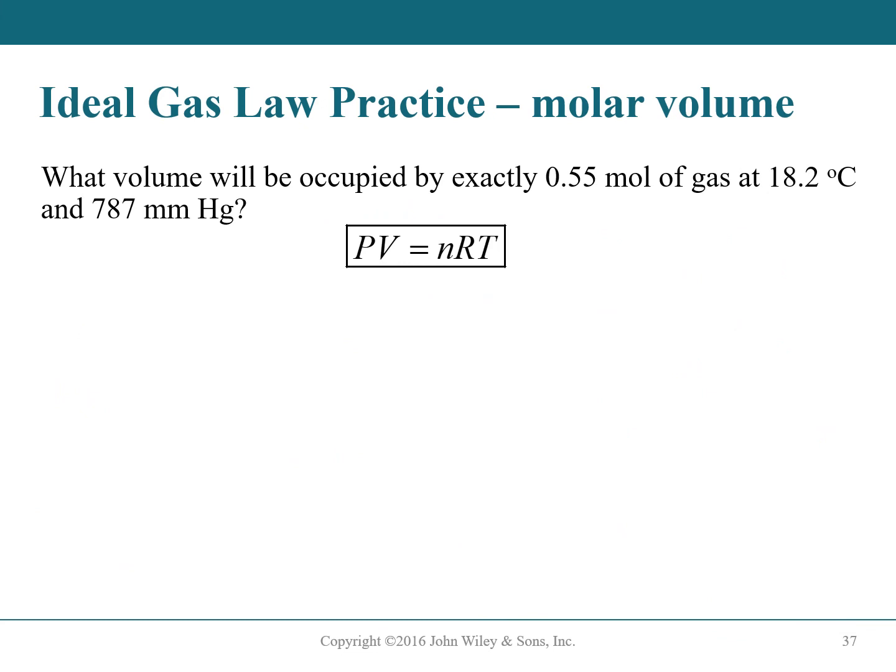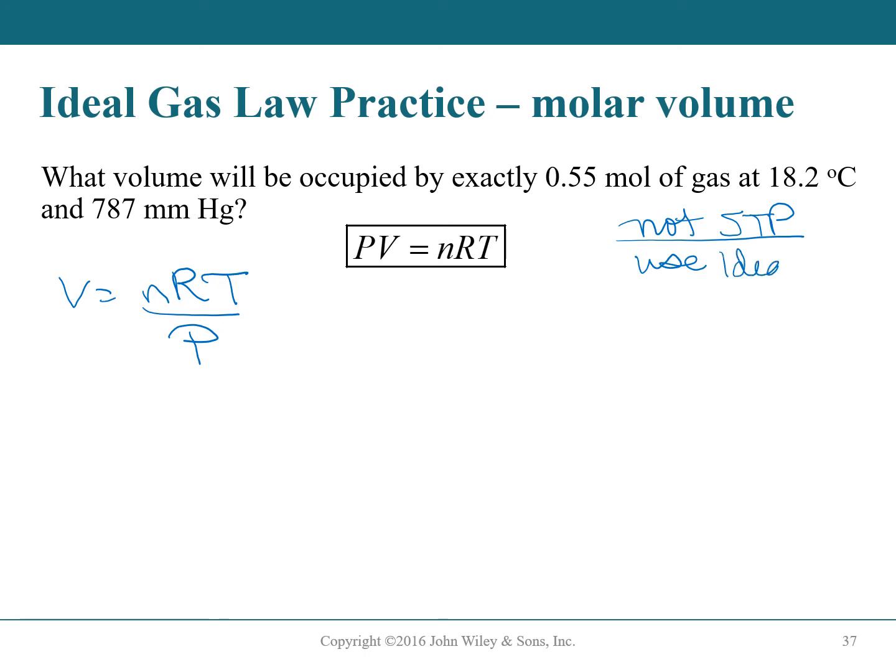In this case, we have all these different variables. We're not at STP, so we're going to use the ideal gas law. Again, we're looking for volume, so V is equal to nRT over P. Let's get everything into our units. So not STP, use the ideal gas law. Let's take a look at our units.